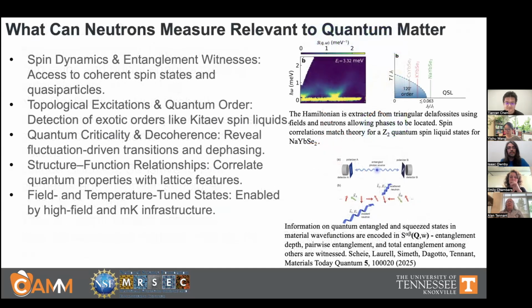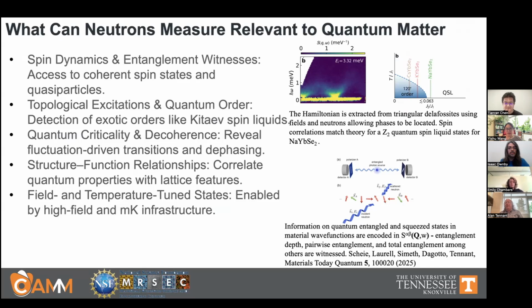So what can neutrons measure that's relevant to quantum materials? They can measure the spin dynamics and entanglement witnesses, which gives us access to coherent quantum states and also to the quasi-particles. Topological excitations in quantum order, the detection of exotic orders, like in Kitaev spin liquids, quantum criticality and decoherence. They can reveal fluctuation-driven transitions and dephasing. Structure-function relationships, that's extremely important for developing materials for real uses. We can correlate the quantum properties with the lattice features. And also field and temperature tuned states, enabling high field and millikelvin experiments to be done.